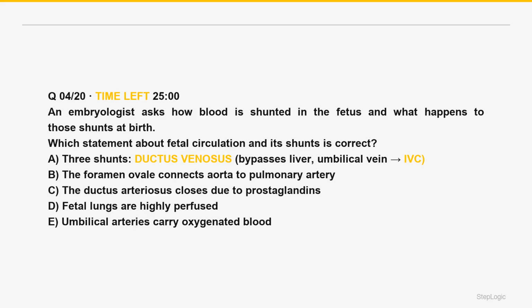Which statement about fetal circulation and its shunts is correct? An embryologist asks how blood is shunted in the fetus and what happens to those shunts at birth. Read the command. Which fetal circulation statement is correct? Ductus venosus, bypass liver. Foramen ovale, right atrium leads to left atrium, bypass lungs. Ductus arteriosus, pulmonary artery leads to aorta, bypass lungs, close at birth.